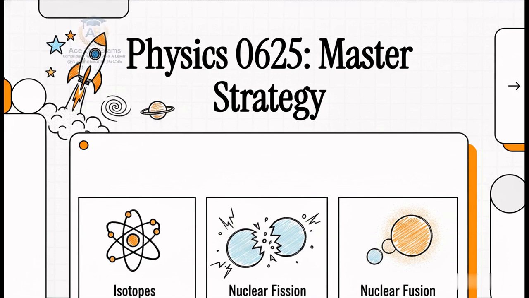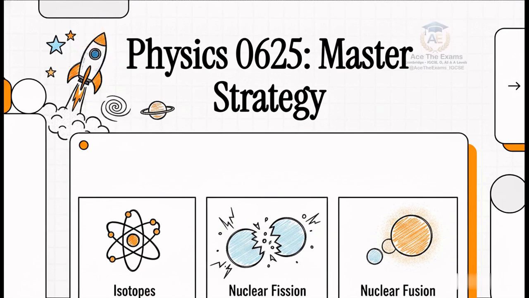You literally cannot afford to lose marks on easily avoidable errors, sloppy formatting, or a basic misunderstanding of core concepts. So today, we are strapping in and preparing for launch. We're going to conquer three of the most crucial and frequently misunderstood topics in the entire syllabus: isotopes, nuclear fission, and nuclear fusion. We're going to deconstruct exactly what Cambridge examiners are actually looking for, how to structure your answers for maximum marks, and the lethal traps you absolutely need to avoid.